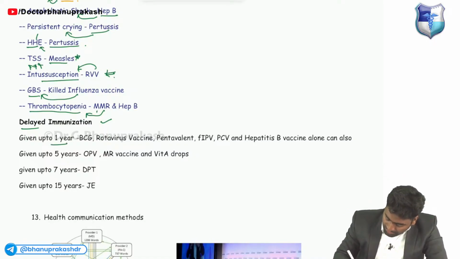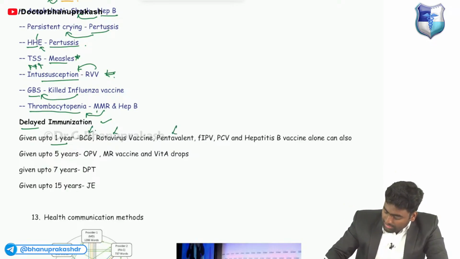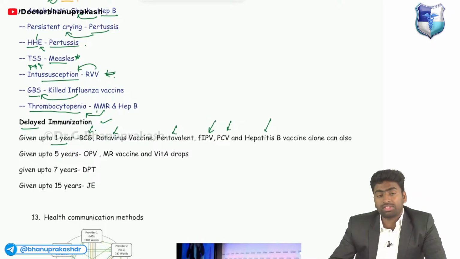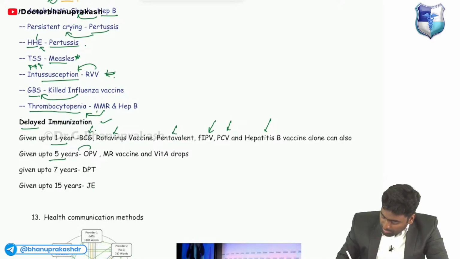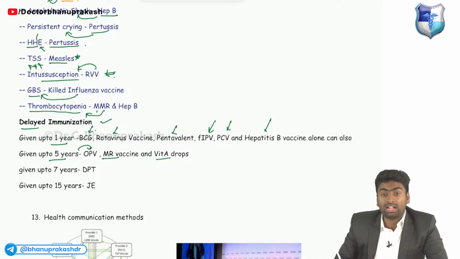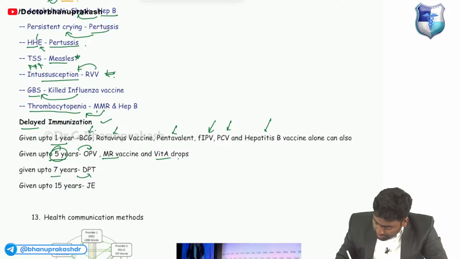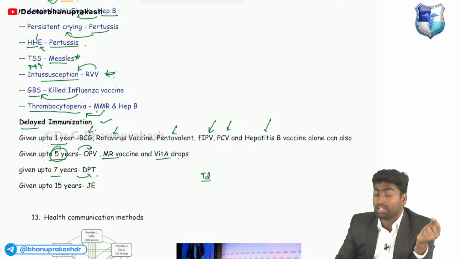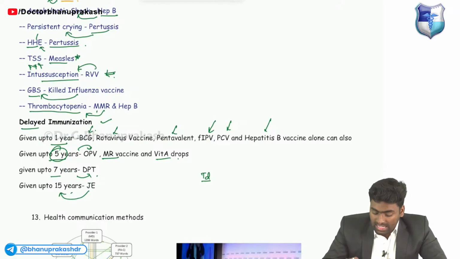For example, BCG can be given up to 1 year. The same for Rota, pentavalent, IPV, fractional IPV, PCV, hepatitis B vaccine. So all of them can be given till 1 year of age. Whereas up to 5 years, the OPV, oral polio drops, MR vaccine and vitamin A drops can all be given up to 5 years. Till 7 years, we can give DPT. In pregnant females, we can give TD. Next, the JE vaccine can be given up to 15 years. These are the delayed vaccinations.